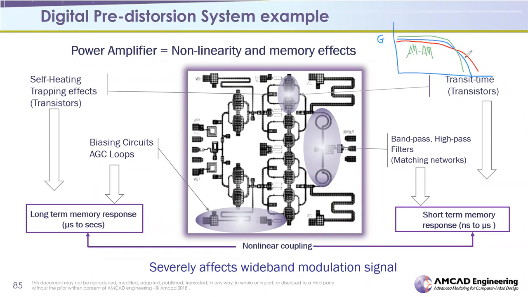The other phenomenon is about the transit time, and this is related to the AM to PM conversion. So for every power, or for every frequency, I will have a different AM to PM conversion. This is due to the transit time in the transistor. We call it high frequency memory effect or short-term memory effect because the response is within nanoseconds to microseconds. It has to do with very short-term response.